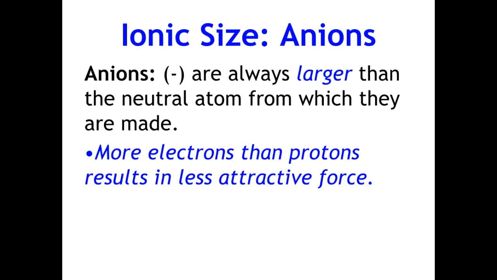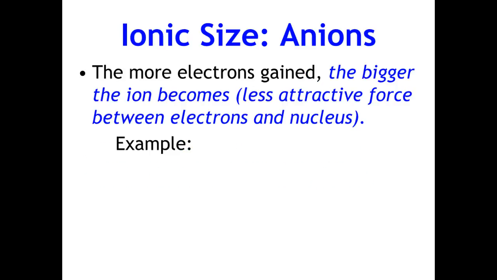So, anions, negative, are always larger than the neutral atom from which they are made. So, opposite of cations. For this reason, there's more electrons than there are protons. And that means there's less attractive force from that positive center to the outermost electrons. Why? Because there's more of those electrons, because you gained a negative charge. You gained an electron. So the more electrons gained, the bigger the ion becomes, and the less attractive force between those electrons and that positive proton nucleus.